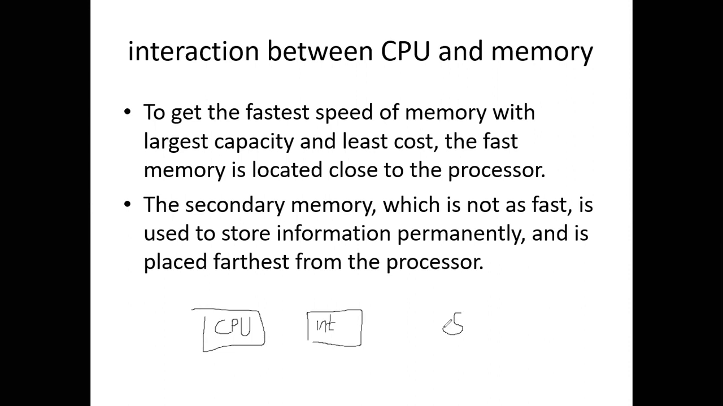In terms of the interaction, the way the memories are located is that the faster memories will be closest to the processor, and the slower memories will be furthest from the processor. Now, why this arrangement? This arrangement is done so that the computer's performance can be fast. If we had placed the secondary storage near the CPU, such that the CPU has to retrieve data from there, the performance would be very slow.